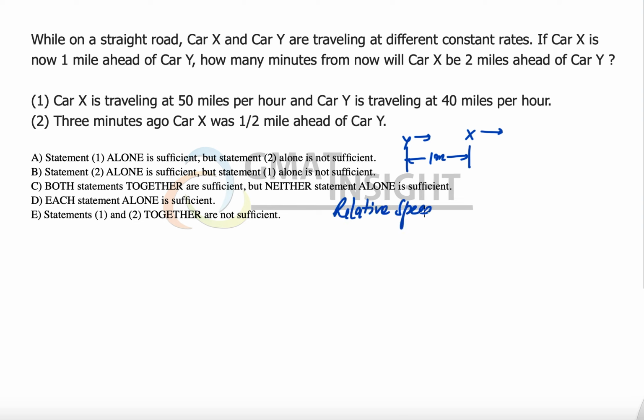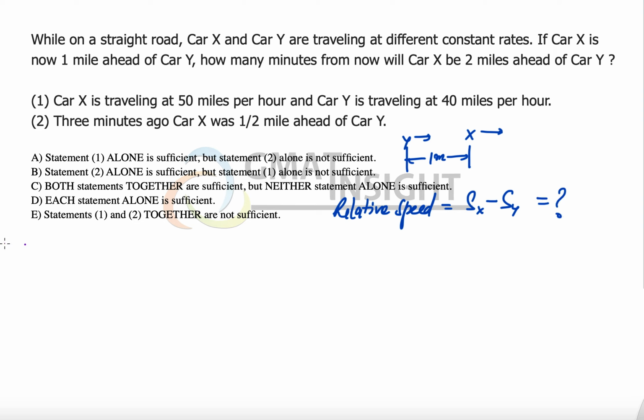And since X is gaining some more distance over Y, the relative speed will be the speed of X minus the speed of Y, because the speed of X has to be greater, only then X will gain more distance over Y. That means X has to gain from 1 mile to 2 miles. So we have to find out the relative speed.